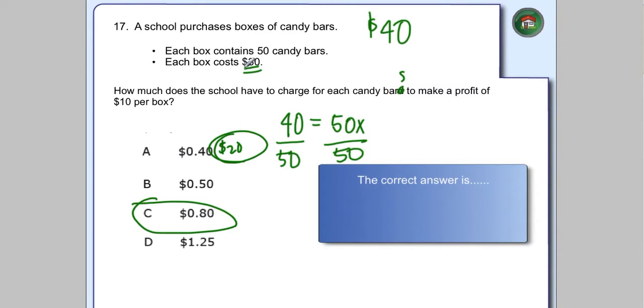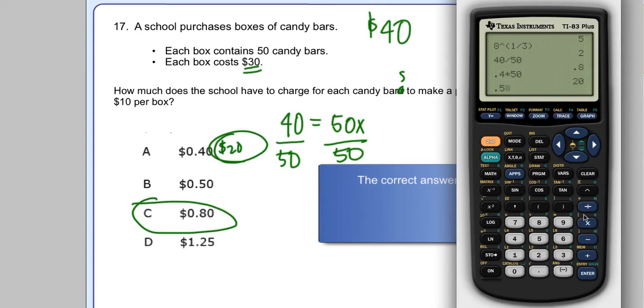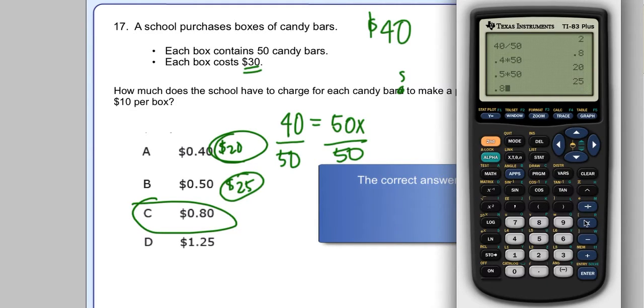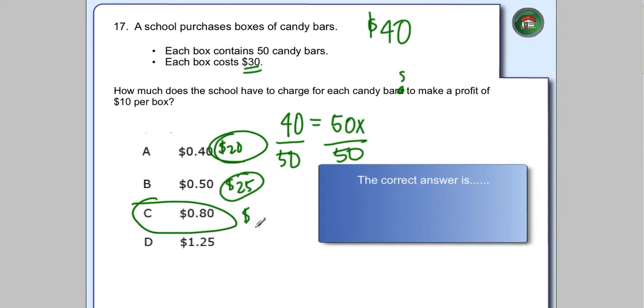Well, I'm not breaking even there. I paid 30 for them. I only got 20 back. If I do 50 cents times 50, I get 25. So I'm still in the hole because I purchased them for 30 and got 25 back. If I do 0.8 times 50, I get 40, and 40 is how much I would gain back, and I spent 30, so I made a profit of 10.